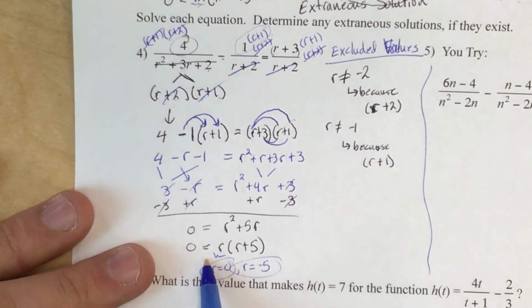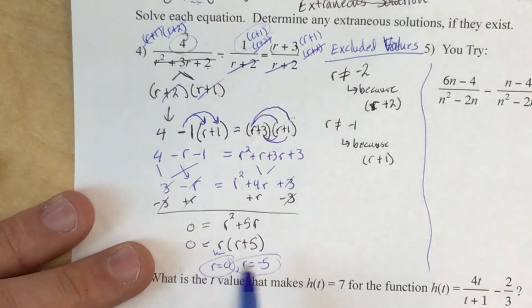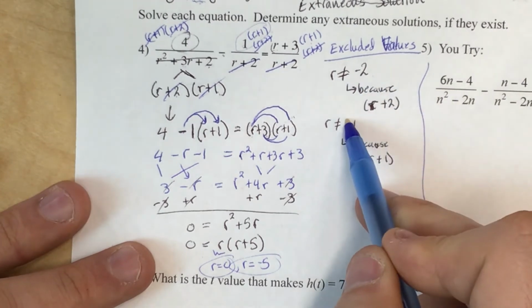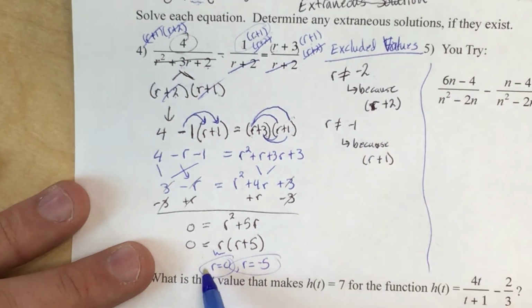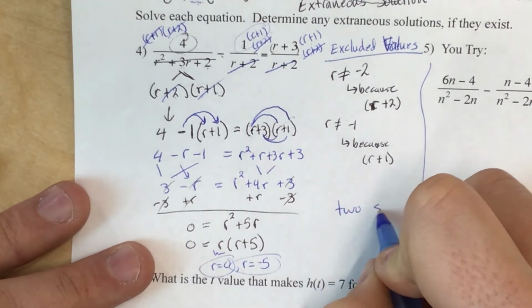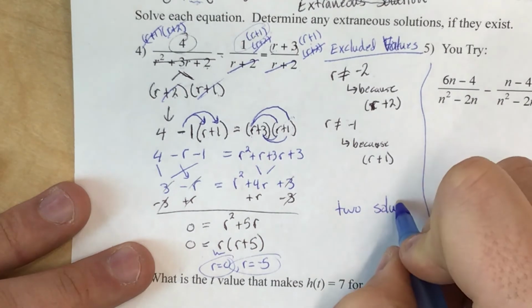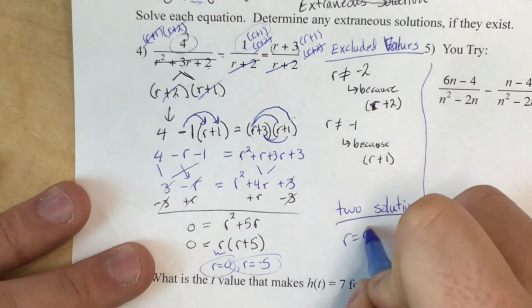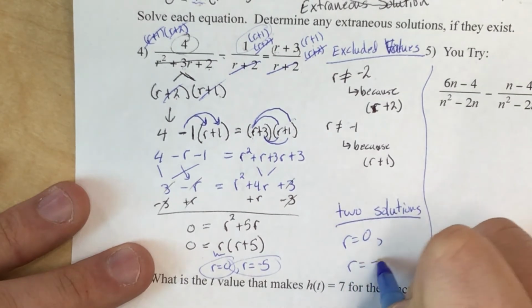Now, you have to remember, after you find the solutions, after stating excluded values, we have to see, are any of these solutions excluded values? Now, if you look, r cannot equal -2, and r cannot equal -1. Neither of these is a solution. So this equation actually has two solutions. So we have no extraneous solutions. And the two solutions are r is equal to 0, and r is equal to -5.